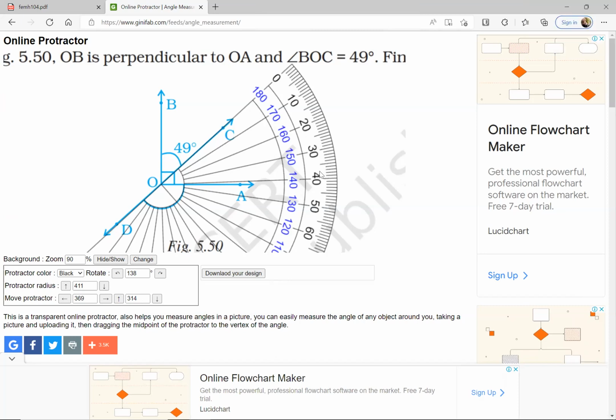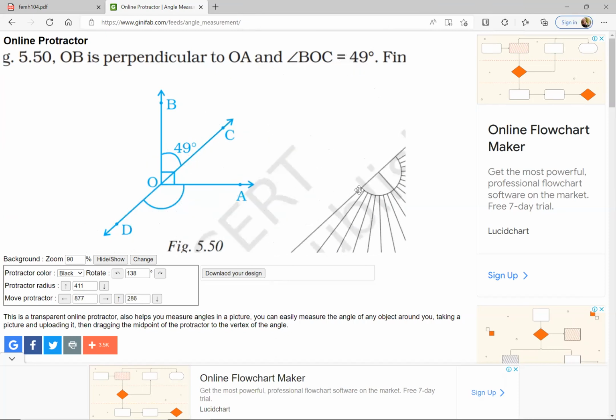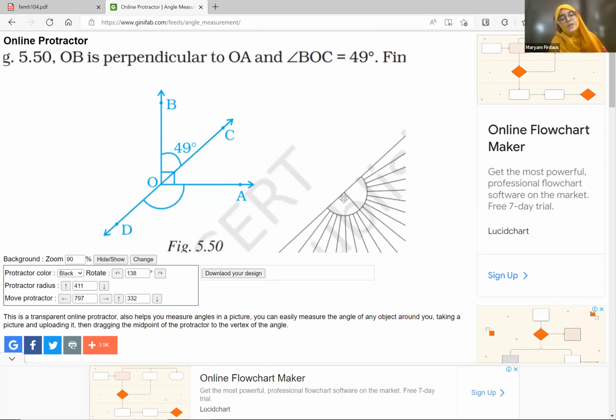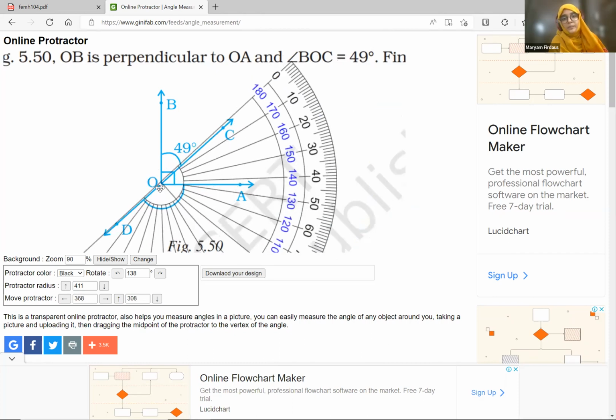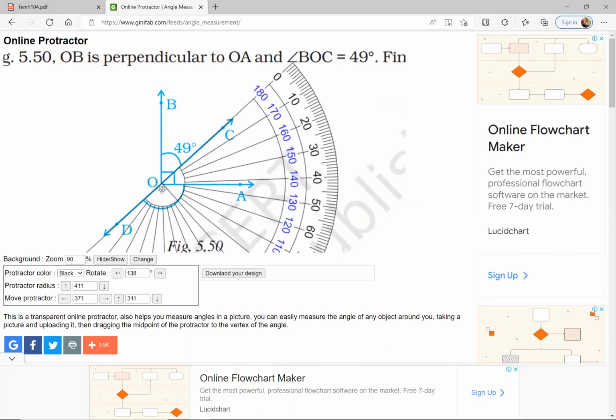139? No, it's not 139. See, when you take a look at this angle, does it look like an acute angle or an obtuse angle? Angle COA. Acute angle. So you will now look at which acute angle. Either you will look at the readings on top or the readings at the bottom. So acute angle means it is obviously going to be somewhere close to 40, not 140.